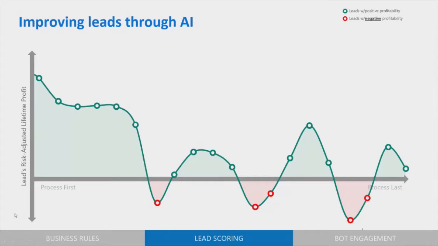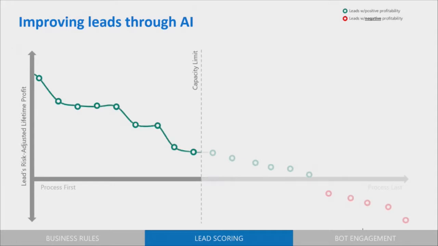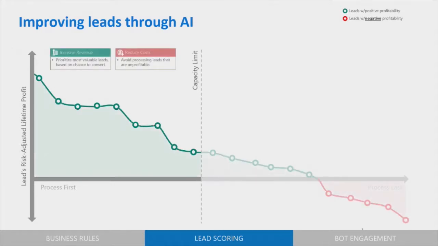Additionally, we have capacity limits. We can't call all of the leads. And so these leads on the right, you're missing out on because the seller is not calling them. And these are clearly not profitable. So we employed machine learning to drive our lead scoring, and we got a curve that looks a lot more like this. And this is great because now we're prioritizing the most valuable leads, and we're avoiding processing leads that are unprofitable. But this is just a prediction.